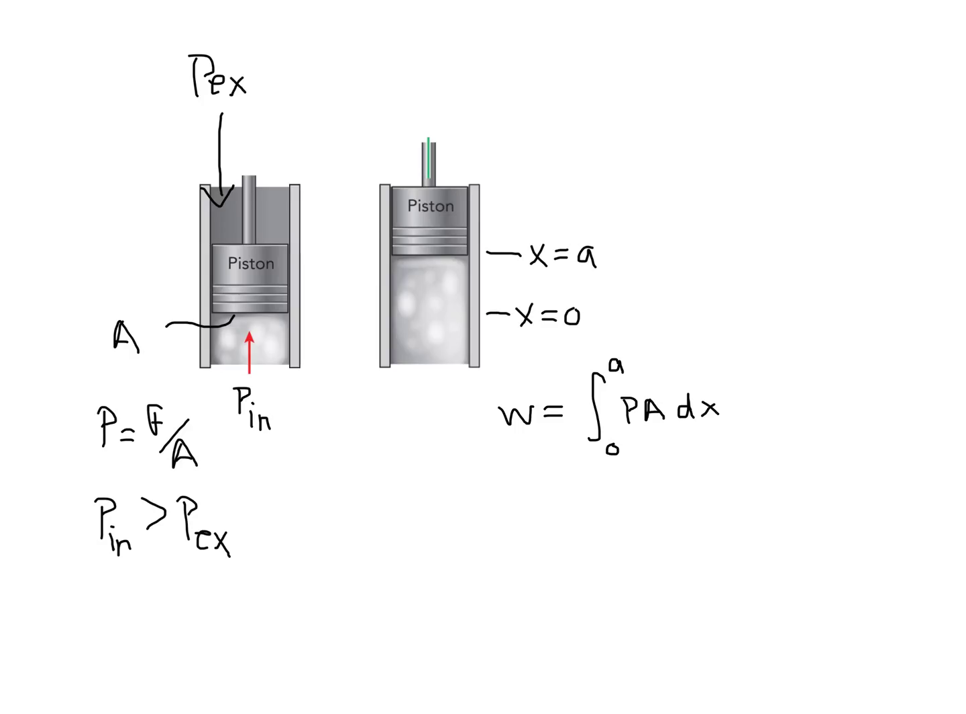Notice that A times dx defines the change in volume in the cylinder. So we can write the work done on the piston as the integral from V1 to V2 of P dV.